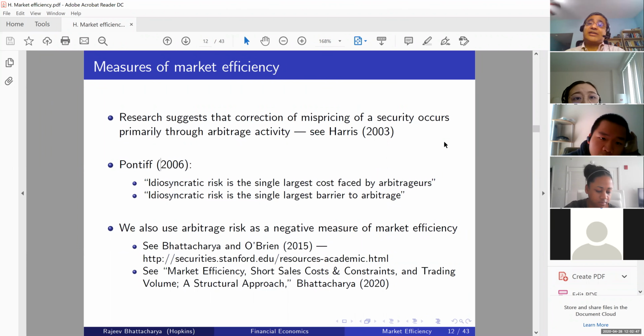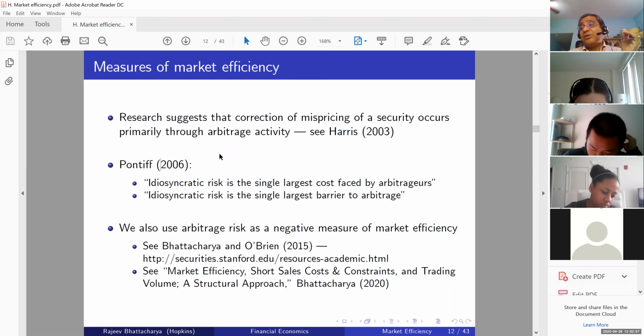security correction of mispricing, which means moving a market to a more efficient outcome, occurs through arbitrage activity. So Pontiff, Jeff Pontiff, who actually was a year ahead of me in graduate school, became very good friends when we were in Boston. My wife was actually a student of his at Boston College.